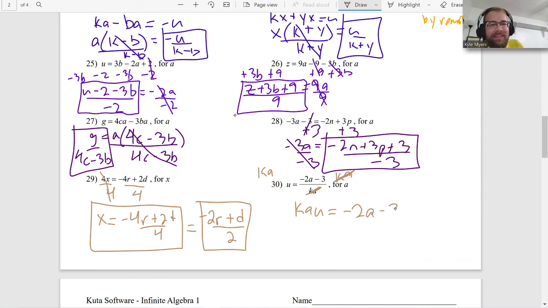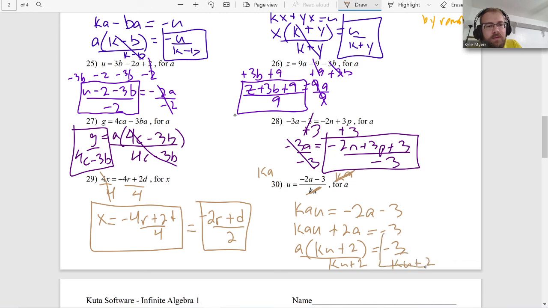Negative 2a minus 3. Let's see. We want to get a's on one side, right? So KAU plus 2a equals negative 3. And we got all the a's, right? Factor out just the a, KU plus 2. Then divide out the KU plus 2. So even though it was a little bit tricky, we still do the same steps I taught you about earlier.